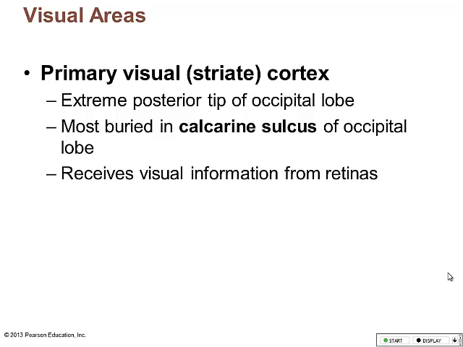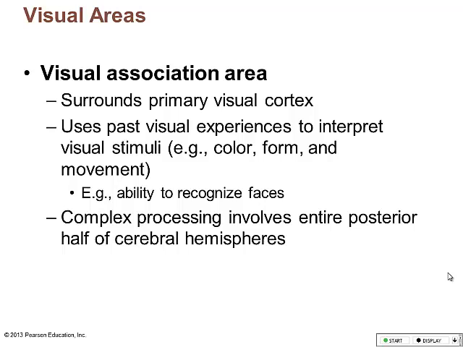Visual association areas, around that primary visual cortex. Again, interpret stimuli. This is where we have files for things like color, movement, the form of something. You know, I sit there and I look at this thing in front of me, and I know, because of all the files that I've stored away for so many years, that that's a chair. And I know that that chair is like a maroon color. Yes? How do I know that?